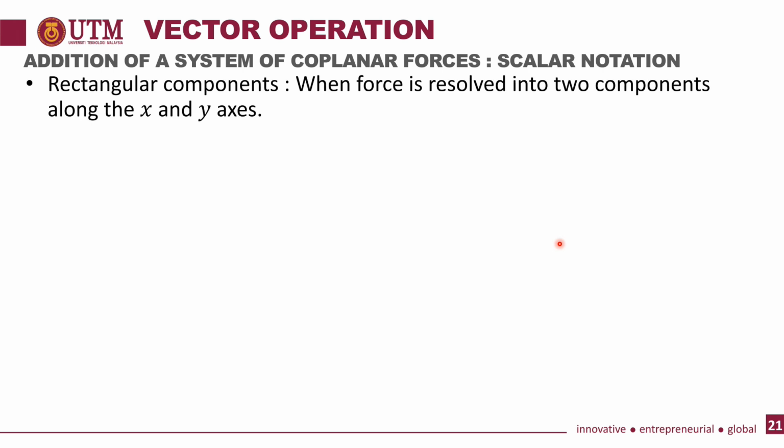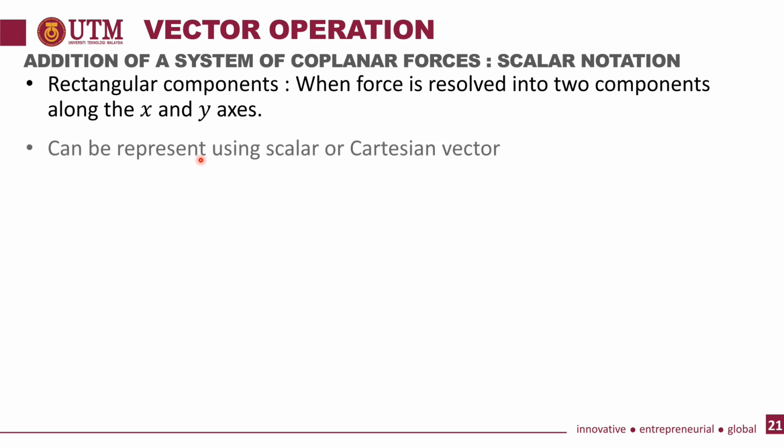All right. So rectangular components is where a force is resolved into two components along the x and y axes. In this section, each force will be divided into two axes, x axis and y axis. Previously it didn't mention any axis, so you were finding the resultant force in general, but this time you have some axes. If the force has axes, you can represent it using two methods, scalar or Cartesian vectors.